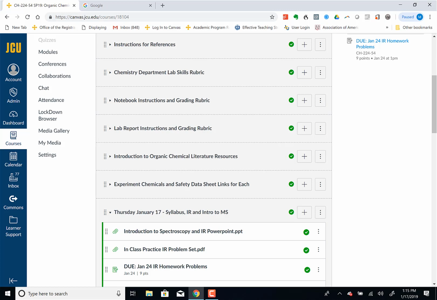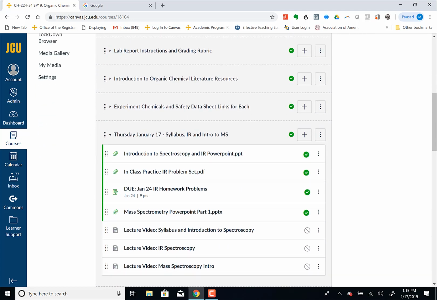We're not going to be doing experiments the first 4 weeks. We're going to be doing lectures on spectroscopy, and today's the first one of 4. So when we get closer to the experiments, I will talk about those.